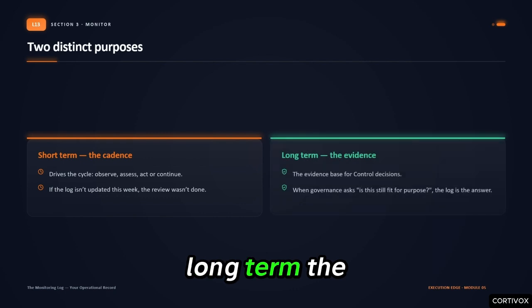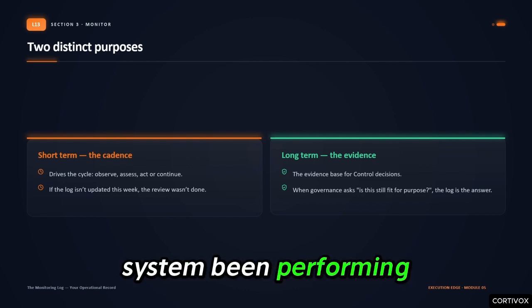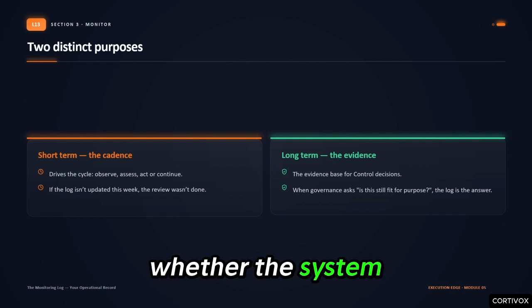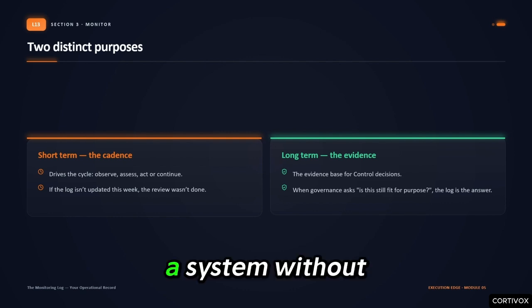Long term, the monitoring log is the evidence base for control decisions. When the system owner asks, how has this system been performing? The monitoring log is the answer. When a governance review asks whether the system is still fit for purpose, the monitoring log is the evidence. A system without a monitoring log is a system that an operator cannot account for.